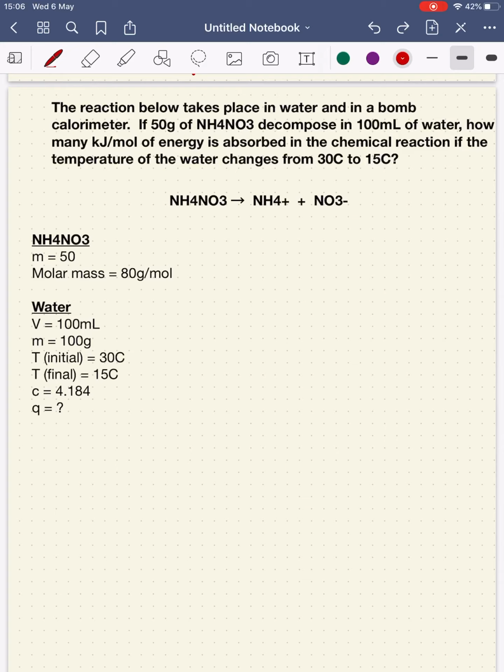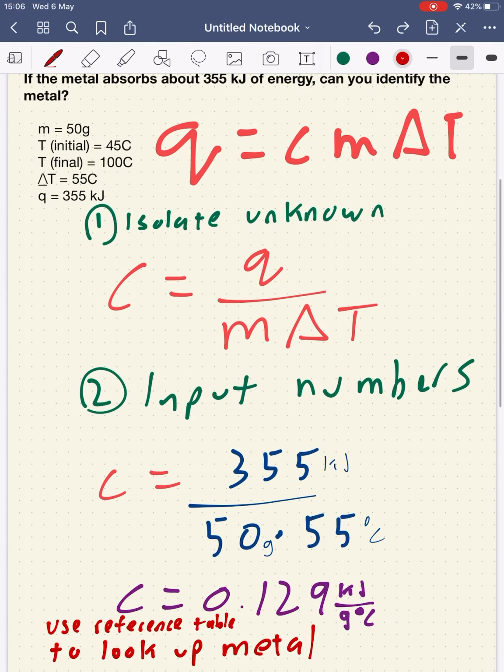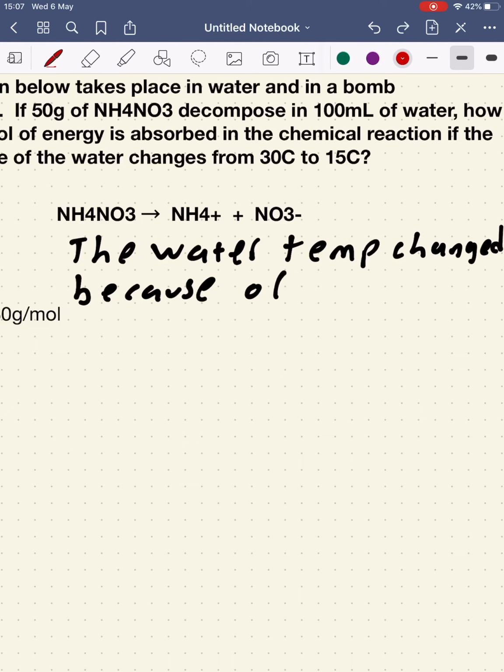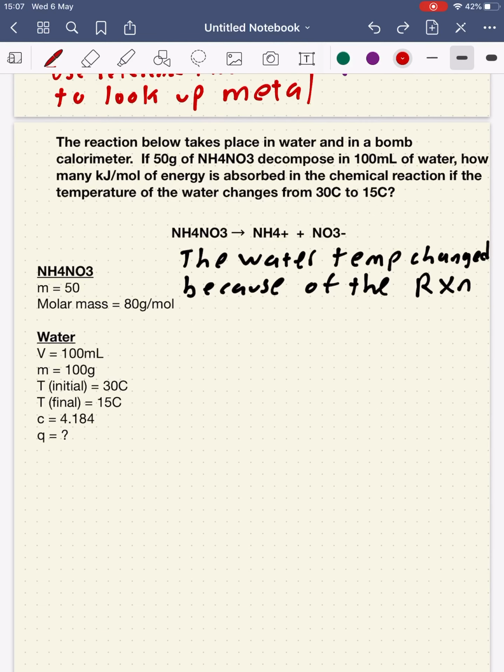So this says it happens in a bomb calorimeter in water, okay? That's important information. There's going to be a transfer of energy. If you guys remember how we did the calorimeters, we took the temperature of the water. It's really hard to take the temperature of a chemical reaction, but it's a lot easier to take the temperature of the energy of that reaction as it transfers from one place to the next. So here it says the water temperature changed because of the reaction. Okay, that's why it happened, because of the reaction.